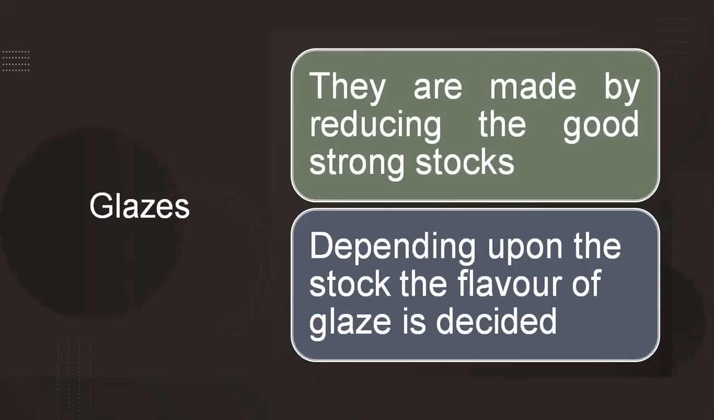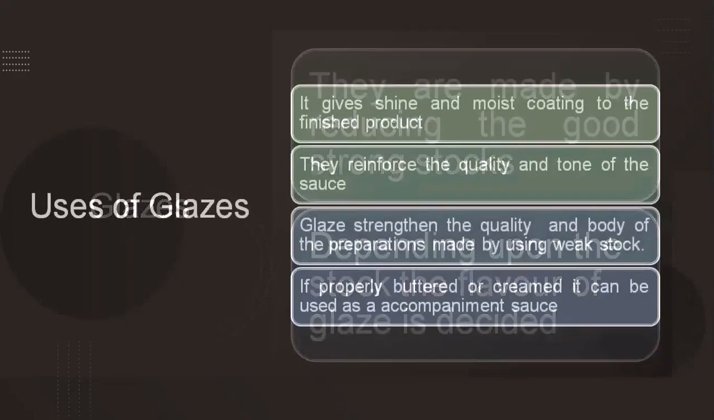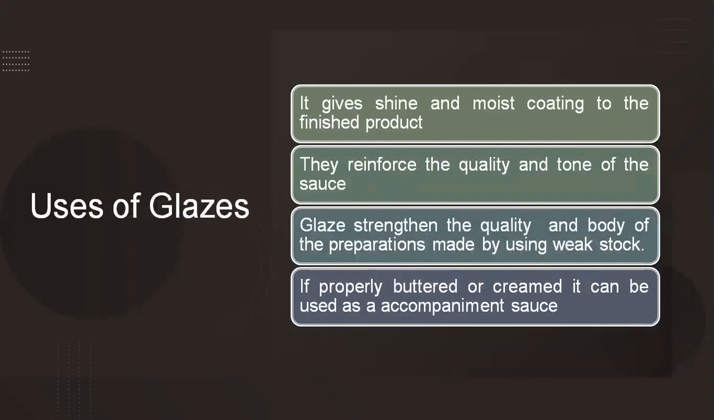Depending upon the stock, the flavor of the glaze is decided. Now, what are the uses of glazes? Glazes are used as flavoring in sauce making and in some meat, poultry, fish, and vegetable preparations, though only small amounts are needed because they are very, very concentrated. Glazes diluted to original strength do not taste like the stock they were made from.